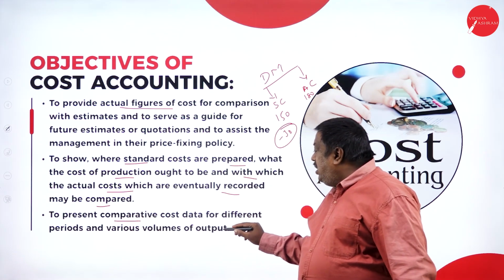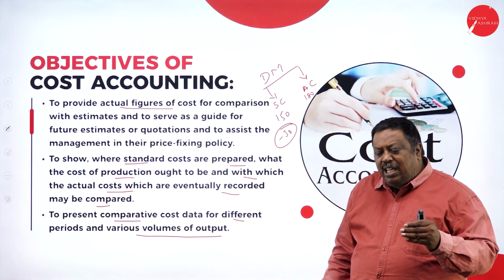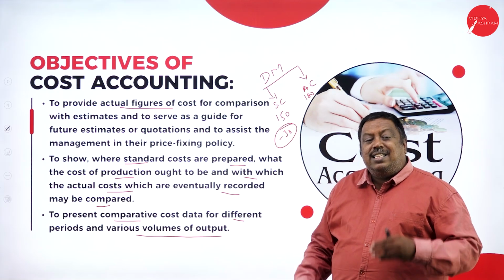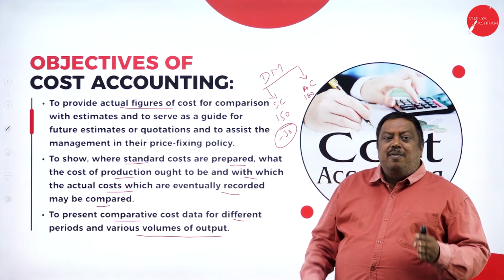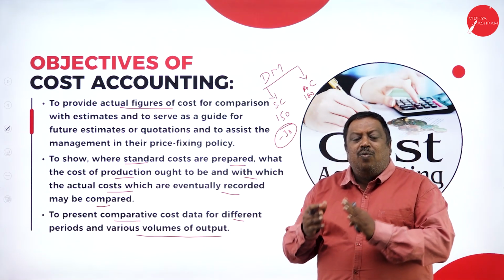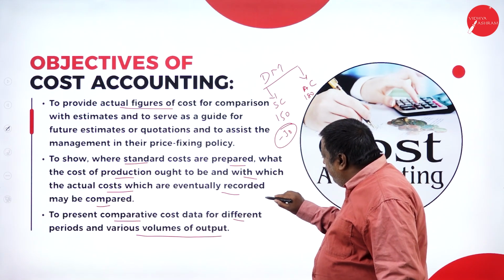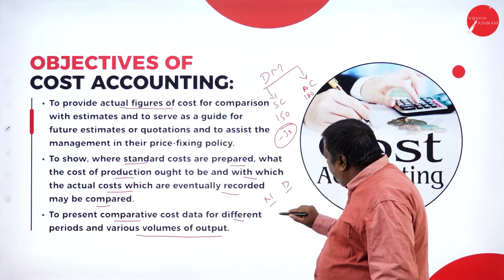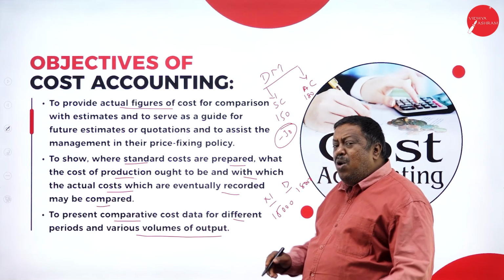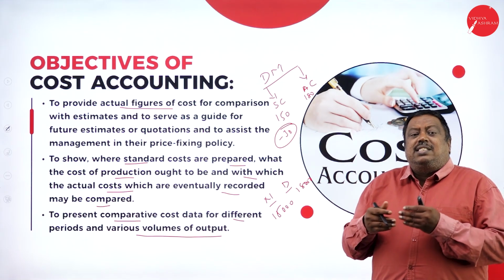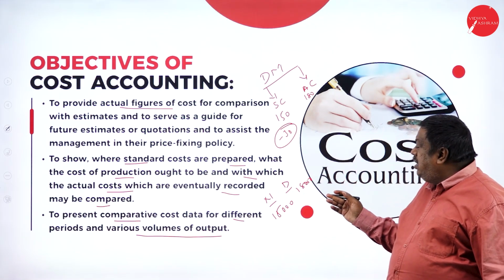To present comparative cost data for different periods and various volumes of output. Based on the comparison you have made against the standards, it can be given in a comparative form for the last month and the current month. What was the actual amount of expenditure incurred? Last month, that is November, there was an expenditure of 15,000. In December, it is 18,000. Why is the 3,000 increased when the same steps have been adopted from November to December?